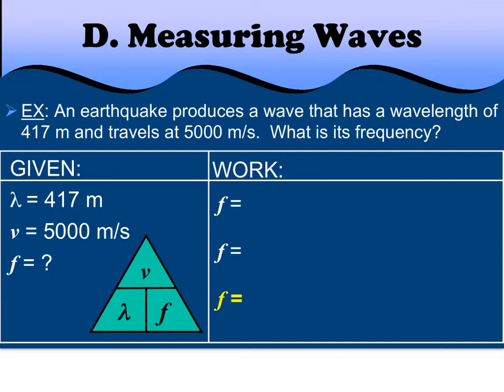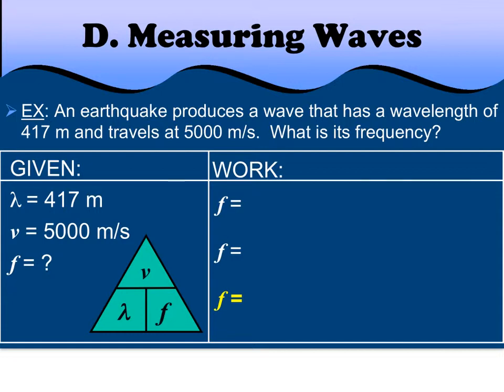Now it's your turn to do this problem. The problem is this: an earthquake produces a wave that has a wavelength of 417 meters and it travels at 5,000 meters per second. So what is its frequency? I'm going to go ahead and pause the video and let you work this out on a sheet of paper.